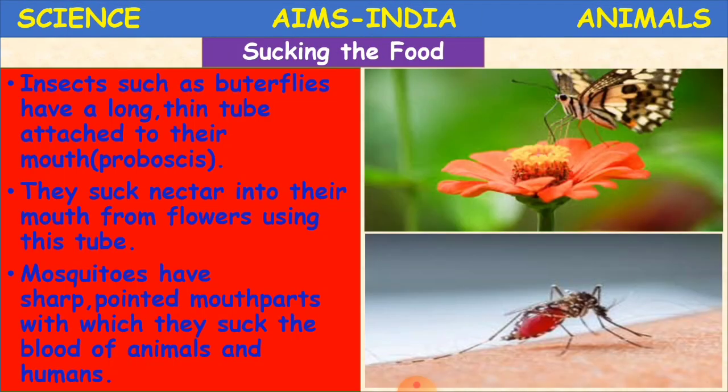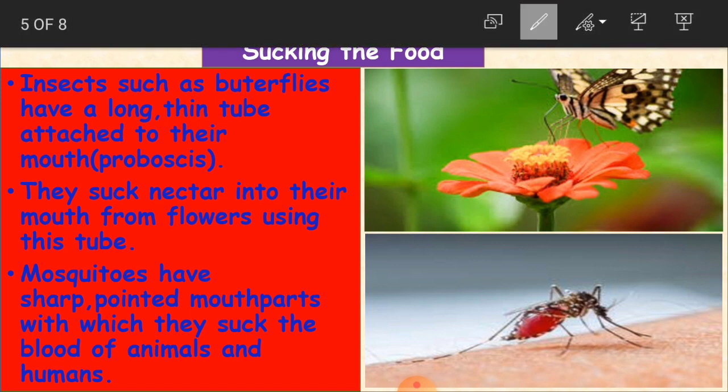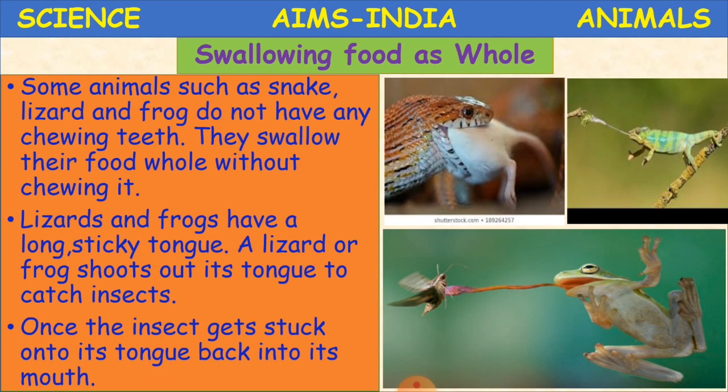And how do insects suck their food? Here we can see a butterfly and a mosquito, and we learned that these insects have a long and thin tube attached to their mouth, which we call a proboscis. Butterflies suck the nectar from flowers using this tube. And mosquitoes use their sharp, pointed mouth parts to suck the blood of animals and humans. Clear, children? So this is sucking the food.